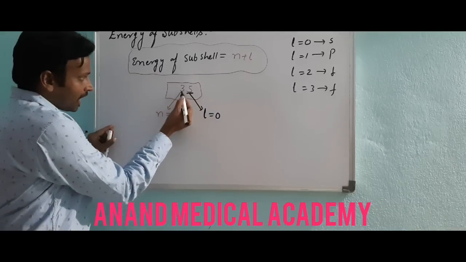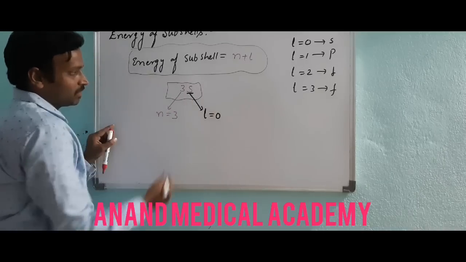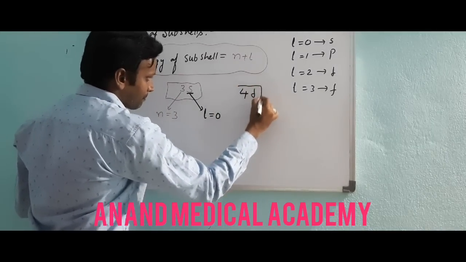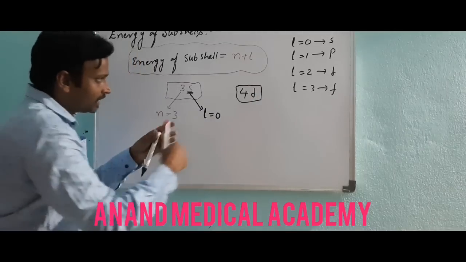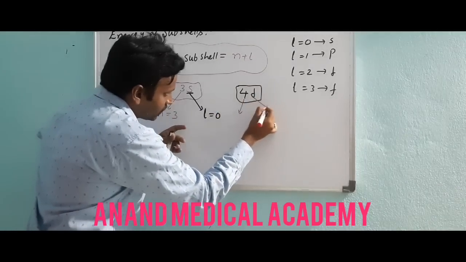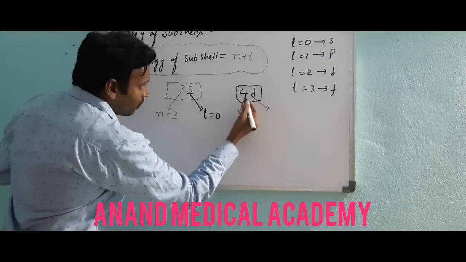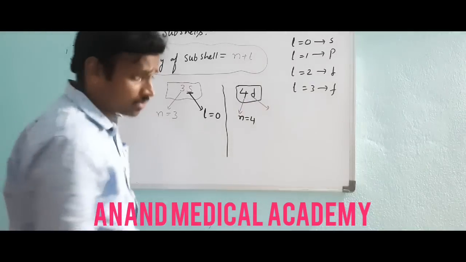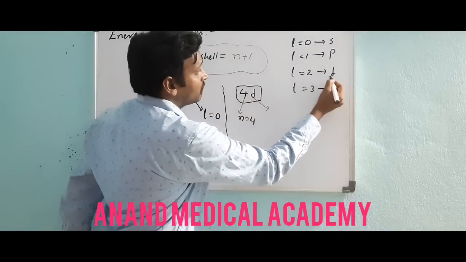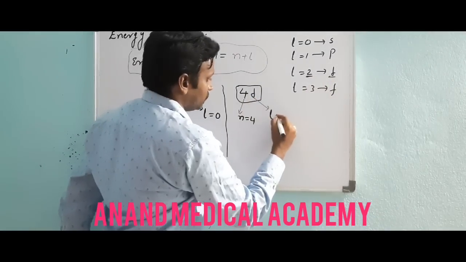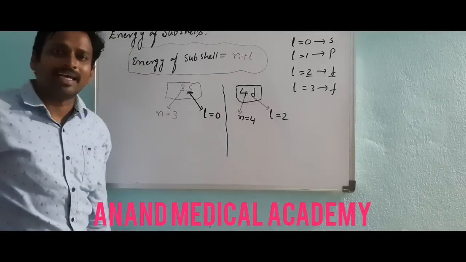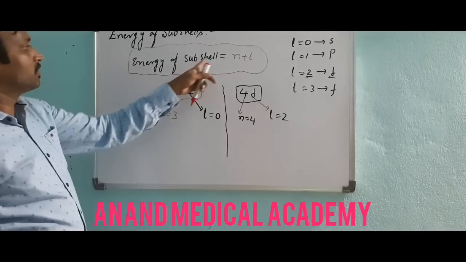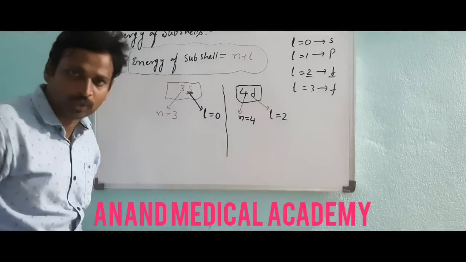So for 3s, the n value is 3, and l is 0. Suppose 4d. What is the n value? What is the l value? 4 means n is equal to 4, very simple. And d means l value is 2. So if you know the n plus l value, you can say what the energy of the subshell is. Energy of a subshell is equal to n plus l value.